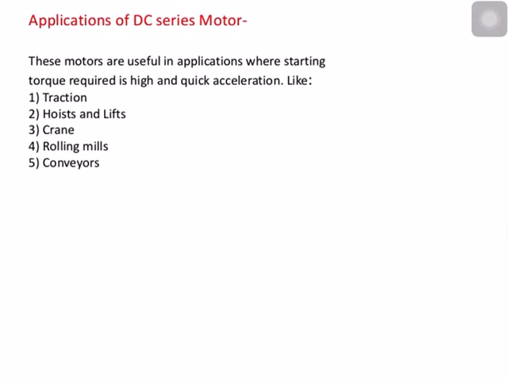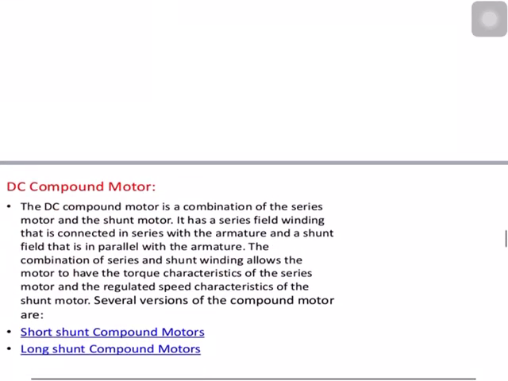Coming to applications of the DC series motor, the main feature is that it has very high starting torque, so that we can use it in traction and heavy loads. These motors are useful in applications where high starting torque and quick acceleration are required, so we can use these motors in traction, hoists and lifts, cranes, rolling mills, conveyors, like that. Heavy loads are where we can use DC series motors.